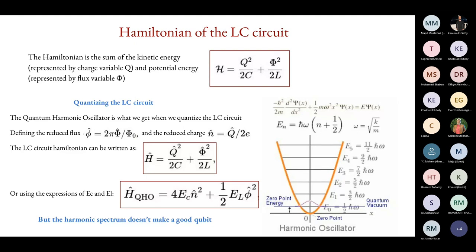the system. So the Hamiltonian is the sum of the kinetic energy represented by the charge variable Q and the potential energy, which is represented by the flux variable. Okay, so here we have the kinetic energy, and here, of course, we have the potential energy. So the potential energy is coming from the inductor, and the kinetic energy is coming from the capacitor. Okay, so until now, it's going smoothly.